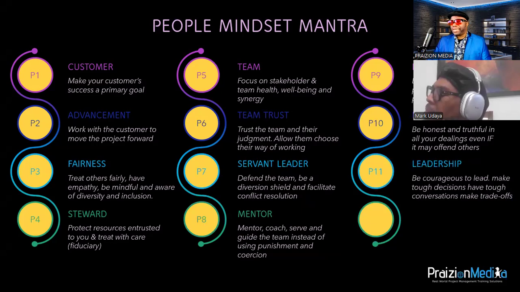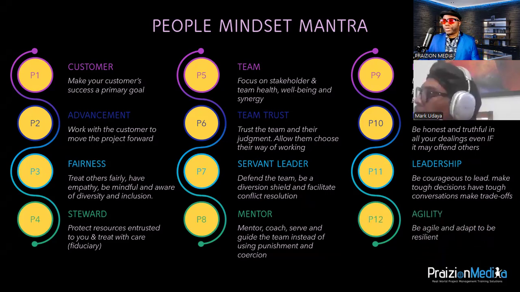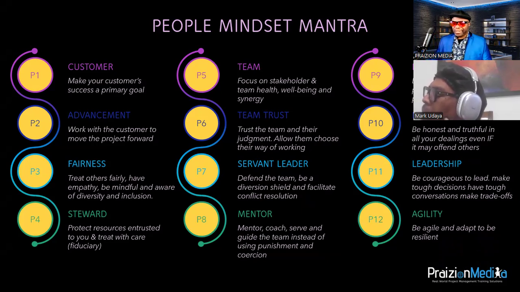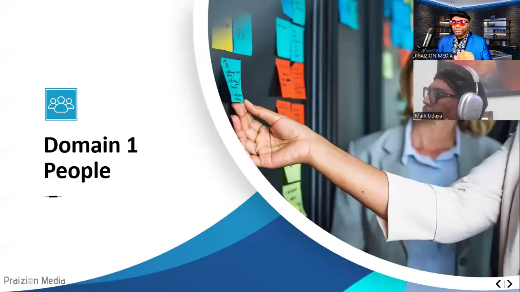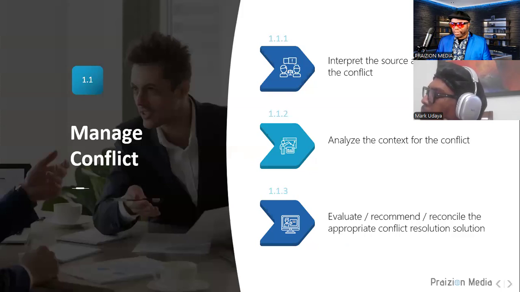Be honest. Number 11, be courageous as a leader, right? And number 12, be agile and adapt to be resilient. These are mindsets. Now, these mindsets are going to underpin the people domain that we're going to look at right now. Number 1, manage conflict.